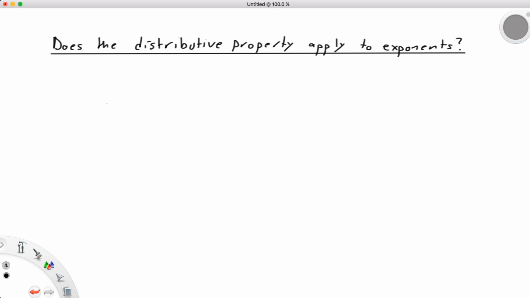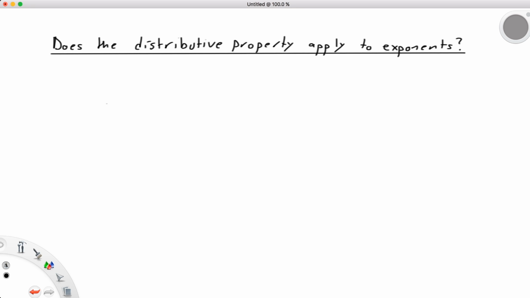Good afternoon. In today's video, we're going to be taking a look at probably one of the most common questions that I get asked in teaching algebra, and also possibly one of the most common mistakes that I see as well. And that is, does the distributive property apply to exponents?